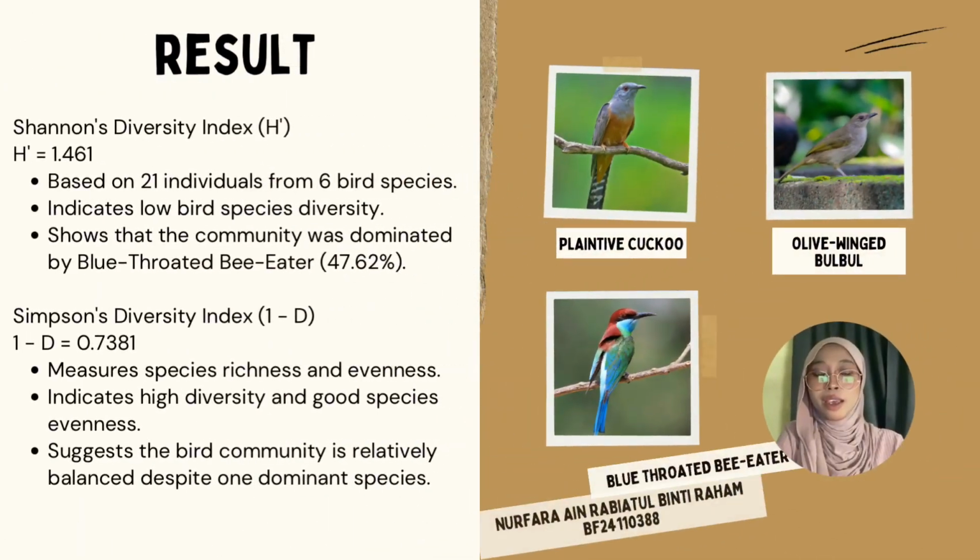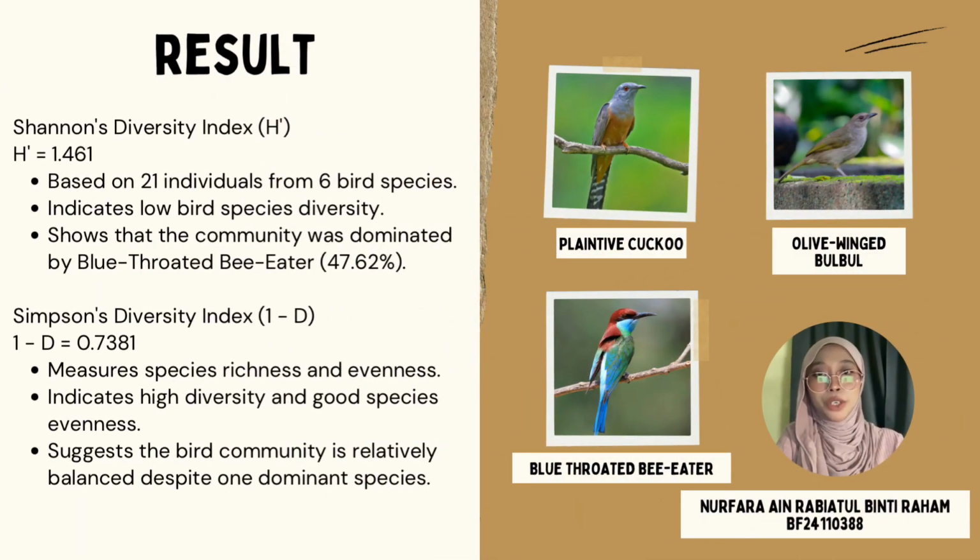Based on our survey, we recorded 21 individuals from 6 species. The Shannon Diversity Index was 461, indicating low bird species diversity, because the community was dominated by the blue-throated bee-eater, which made up 47.62% of the total individuals. However, the Simpson Diversity Index for the same data was 0.7381, suggesting great species richness and evenness despite the dominance of one species.